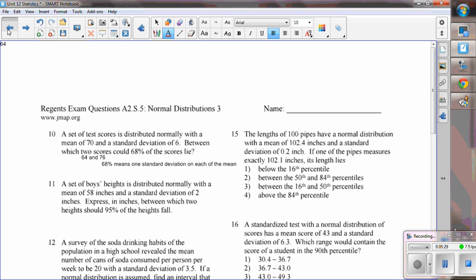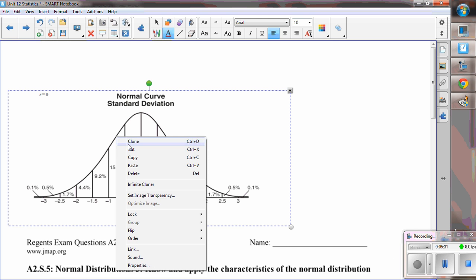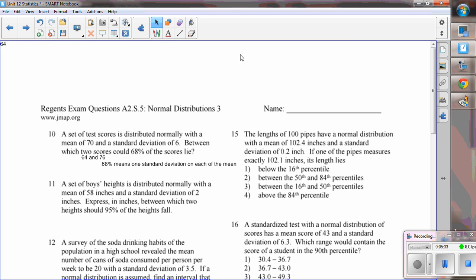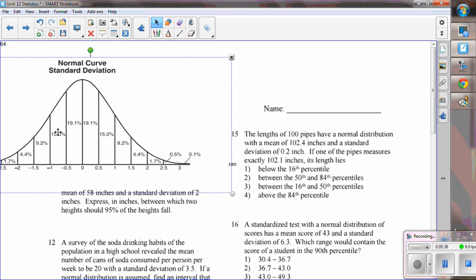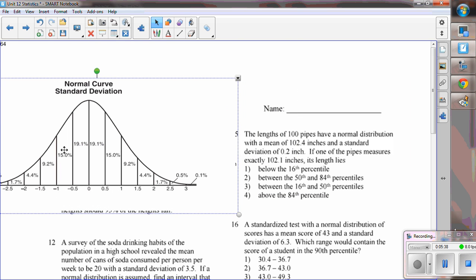So hold on, one page I did not bring the curve to. I'm just going to copy and paste it over here. When I do that, I'm going to cover up a lot of information, so I'm going to put it right here. And we are saying 100 pipes have a normal distribution with a mean of 102.4 and a standard deviation of 0.2. If one pipe measures exactly 102.1, it lies where?